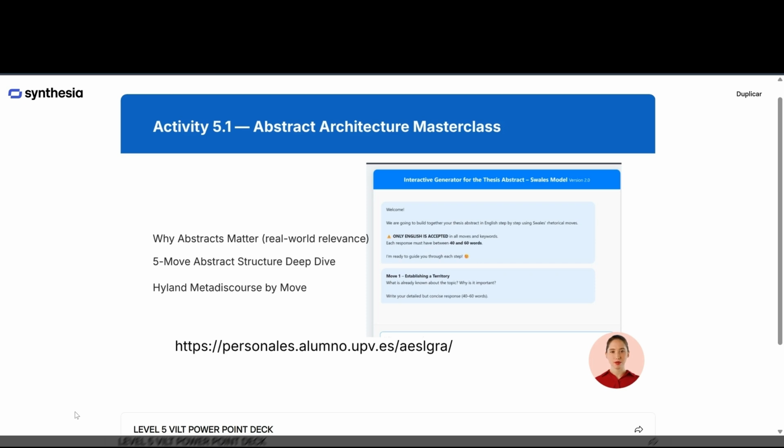Only English is accepted in all moves and keywords. Each response must have between 40 and 60 words. I'm ready to guide you through each step. Move 1. Establishing a territory. What is already known about the topic? Why is it important? Write your detailed but concise response, 40-60 words. Let's begin from move 1.